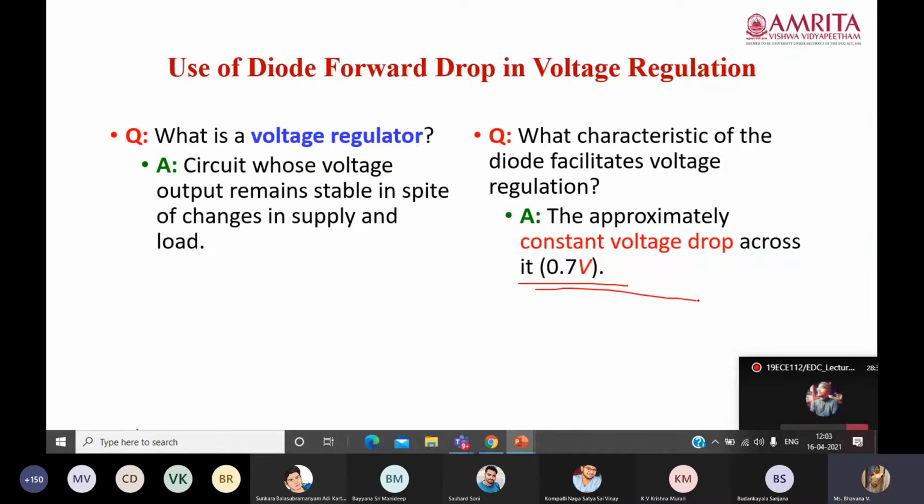One diode will give you a drop of 0.7 volt. We can use multiple diodes, ma'am. Yeah, you can use multiple diodes connected in series or parallel. Series, ma'am. Absolutely right. Next point. Regulated voltages greater than 0.7 volt is obtained by connecting a number of diodes in series.